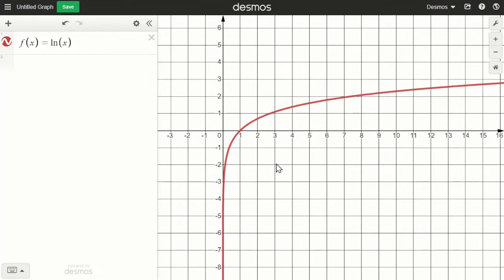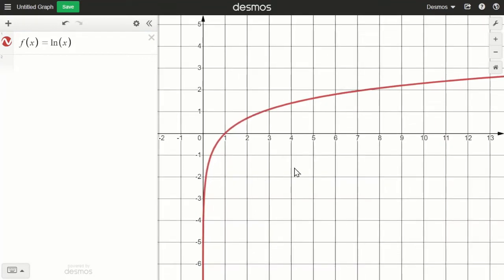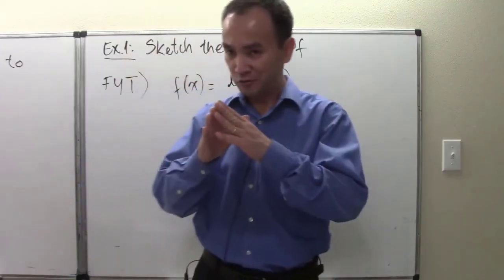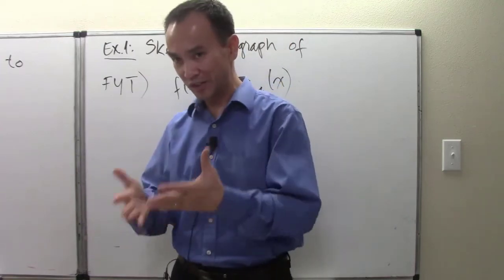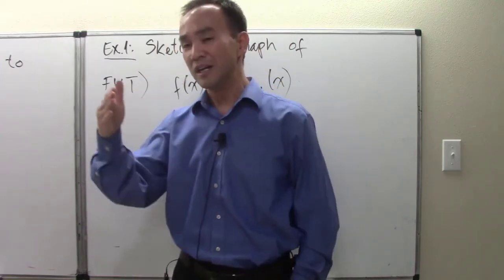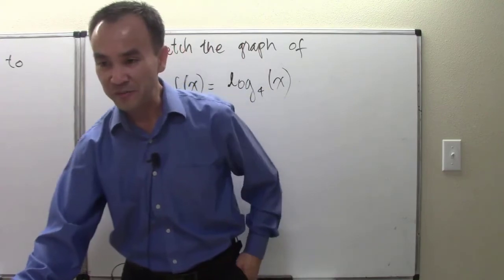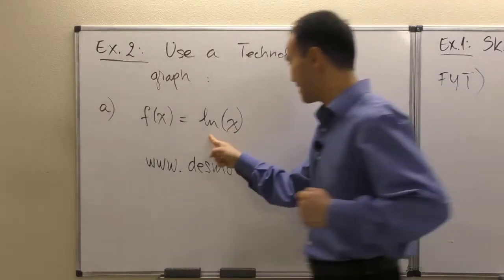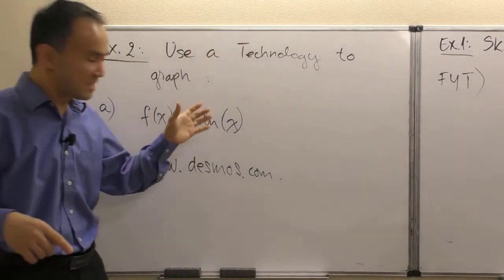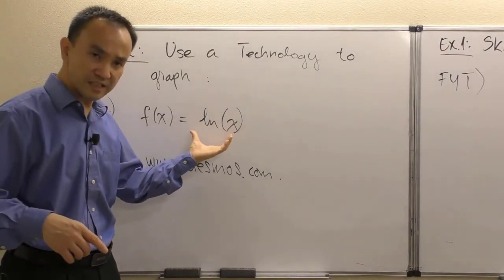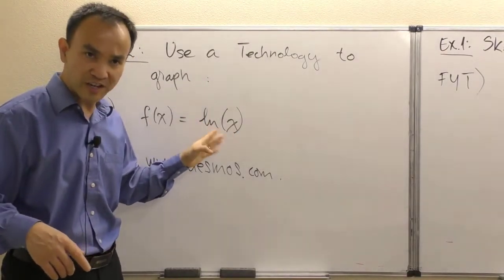All right, so now this is the graph for Desmos. And that is how easy and how simple we can use the graphing utility with Desmos to get the graph for our function natural log of x.